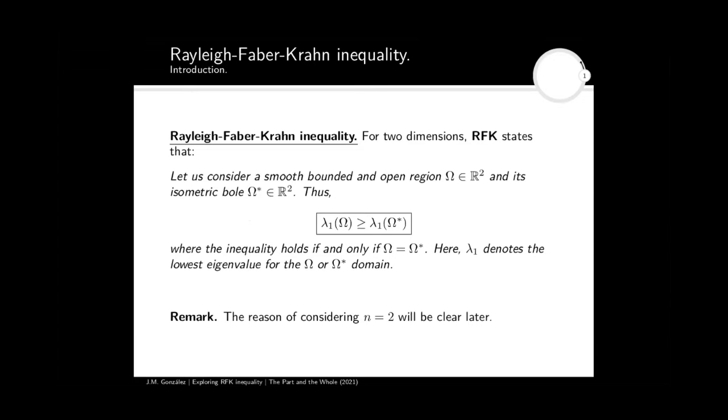First of all, what is the Rayleigh-Faber-Krahn inequality? It is a known result of spectral analysis in maths that establishes an ordered relation between the lowest eigenvalues of the spectra for two different domains. Here in the definition, there is a theorem. Omega in R2 is a smooth, bounded and open domain, and omega star is its isometric ball, which is a disk for the n equals 2 case. Here is a remark: the reason for considering n equals 2 will be clear later.